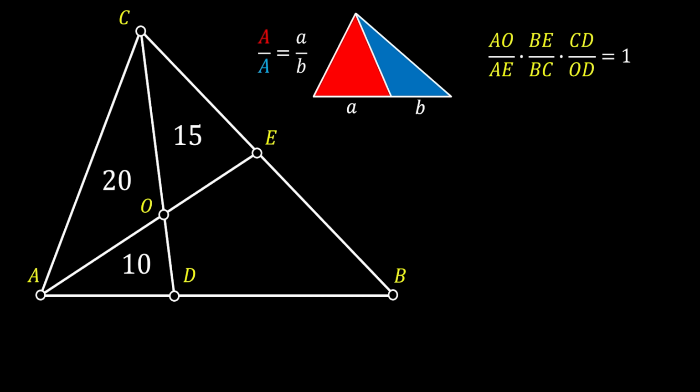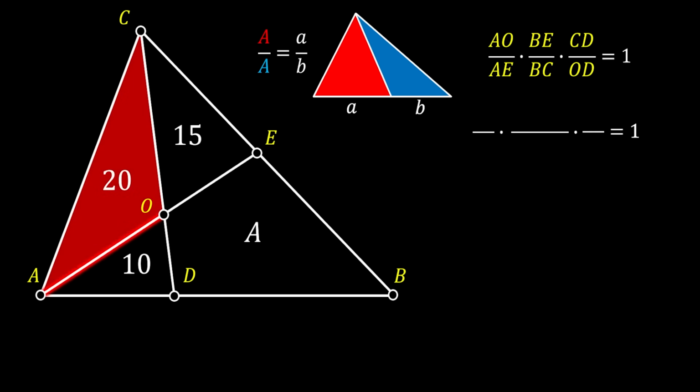So, with this in mind, let's first label the remaining area of the quadrilateral ODBE as A. Then, let's have a look at our relations. First, let's have a look at the line AO. You can see that this line is actually the base of the triangle AOC. So, instead of the line AO on the right, we will write down the value of this area, which is 20.